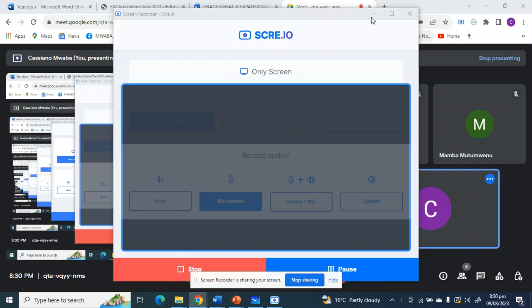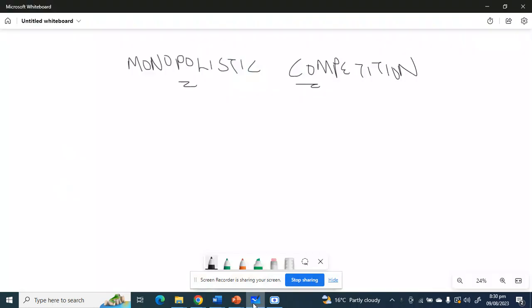So we're looking at monopolistic competition. This is a market structure. First, we need to talk about the characteristics. All right. Then we see what happens in the long run and in the short run. So, in monopolistic competition, also here there are many sellers and buyers.